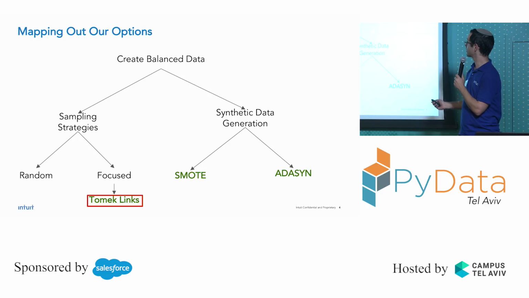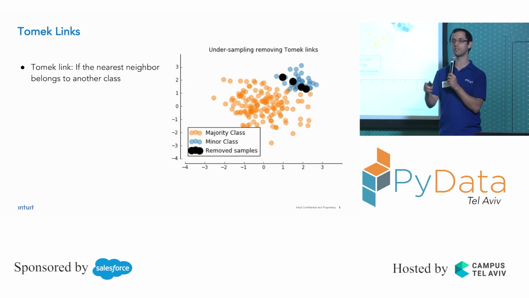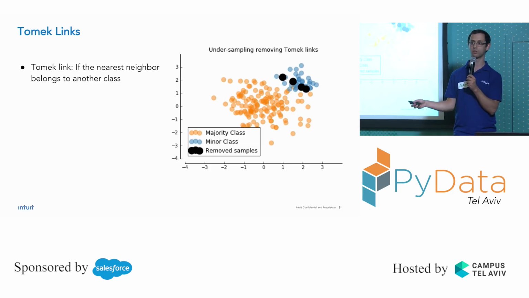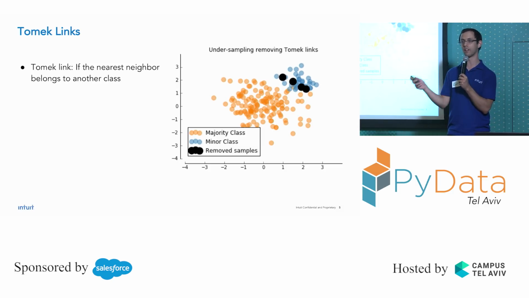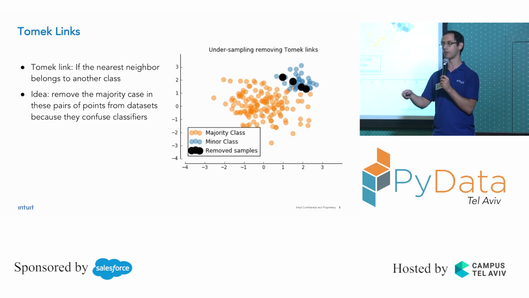So what is atomic link? Atomic links are defined by when a data point's nearest neighbor belongs to the other class. The idea with atomic links is that if a point in the minority class has a neighbor that belongs to the majority class, we basically want to remove that point from the data set.